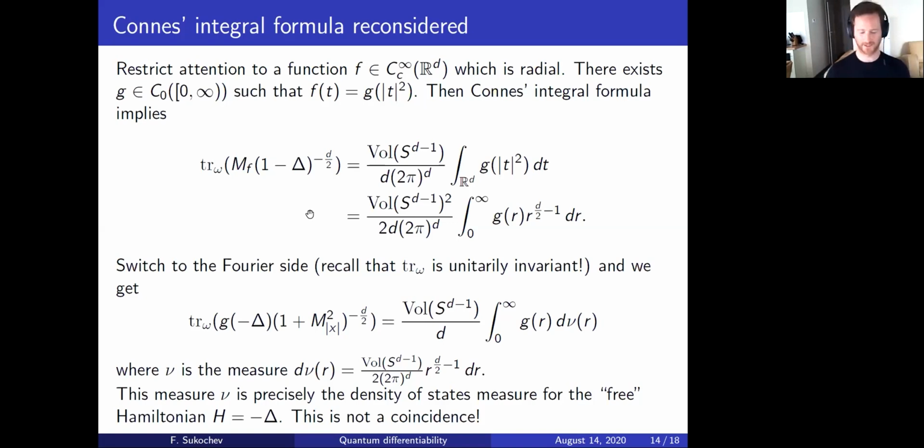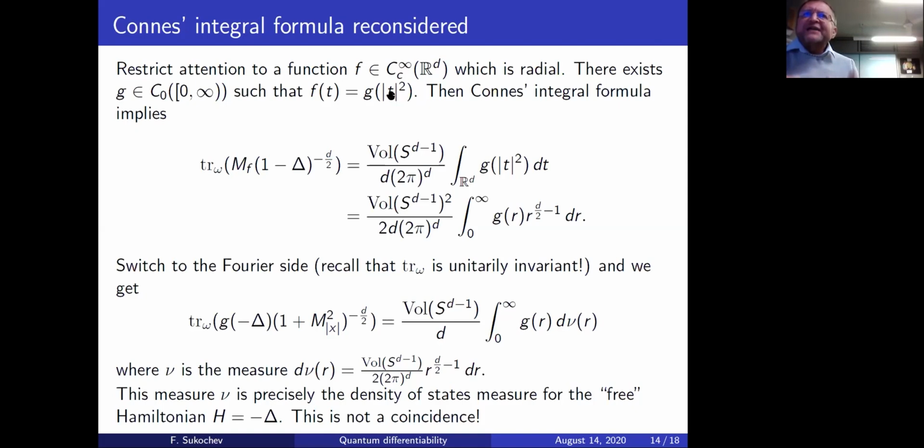Yes, can I ask? Yes, please. While you are on the same page, why do you prefer mod t squared to mod t? Because the radius is mod t. So why do you prefer mod t squared? Are you talking about this formula here? Yes. Oh no, this is only for demonstration purposes. So I started with a function f of t. I wanted to demonstrate how I can massage Connes' formula on the left-hand side in order to obtain the density of states formula on the right-hand side.